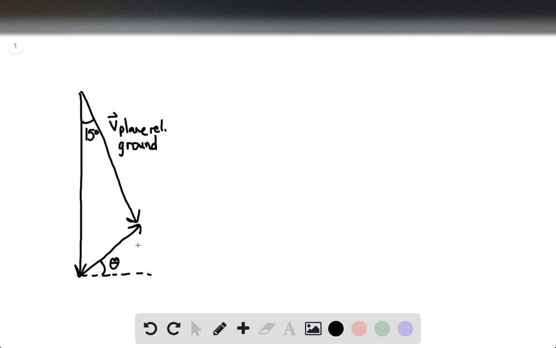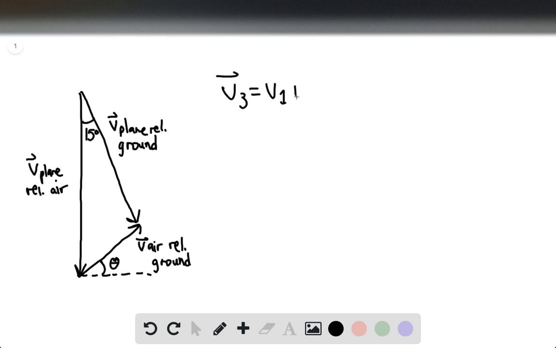And this vector here is the air relative to the ground. And then this one right here would be the plane relative to the air. So at this point, we can say that v sub 3 equals v sub 1 plus v sub 2.